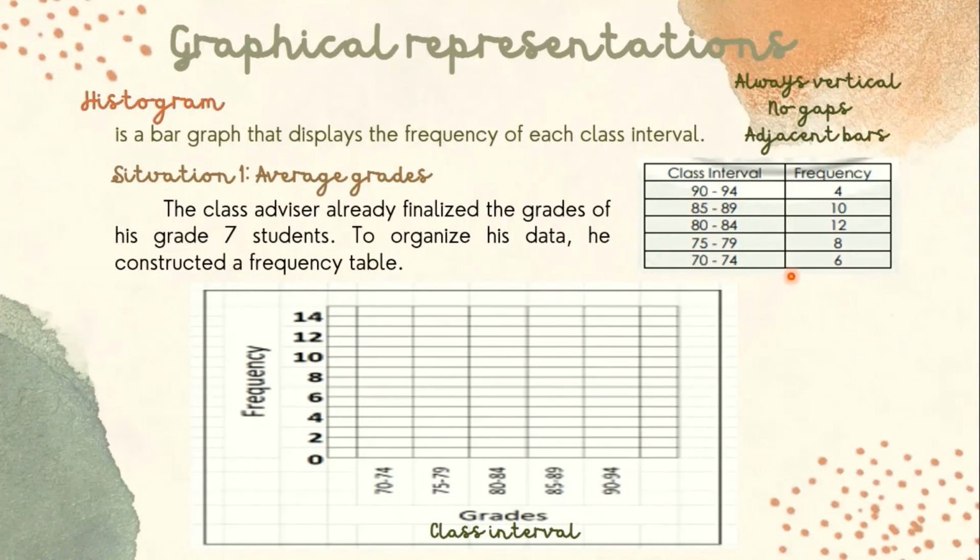From 70 to 74 na class interval, the frequency is 6. Ito yung ating part for 70 to 74 na class interval. Ang frequency daw natin ay 6. Kaya i-shade natin yung part ng 70 to 74 hanggang 6 lamang. Next, for the class interval 75 to 79, ito naman yung kanyang space. Ang frequency ay 8. Kaya i-shade natin yung part ng 75 to 79 up until 8.